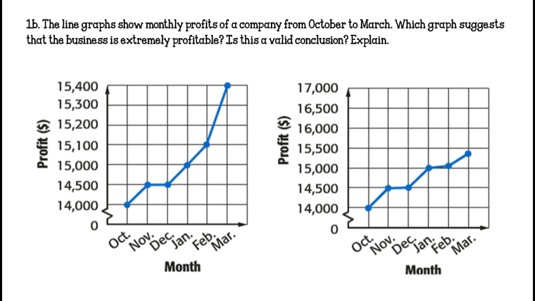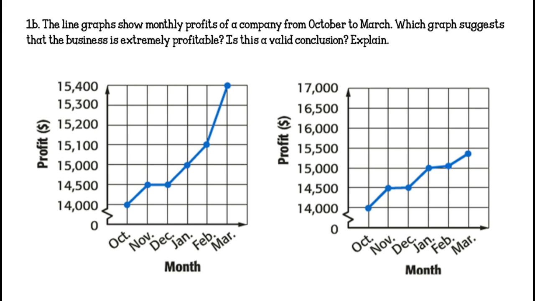1B, the line graph shows monthly profits of a company from October to March. Which graph suggests that the business is extremely profitable? Is this a valid conclusion? Explain. So looking at these graphs, I would say that both graph A and graph B show profit because they're both increasing. And I would say that graph A is by far the one that looks the most profitable.